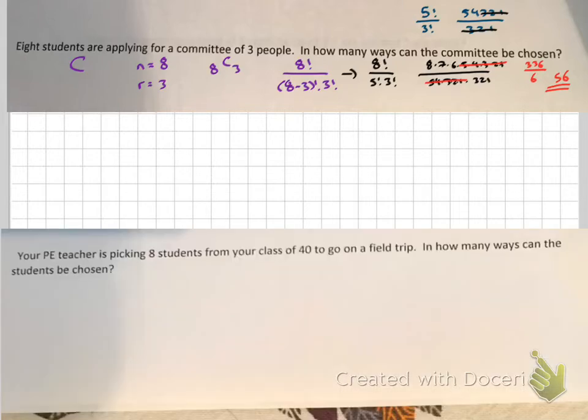Let's look at another one. Your PE teacher is picking 8 students from your class of 40 to go on a field trip. In how many ways can the students be chosen? So they're going on the field trip. If you get picked 8th to go on the field trip, or if you get picked 7th, you're still going on the field trip. So order does not matter.